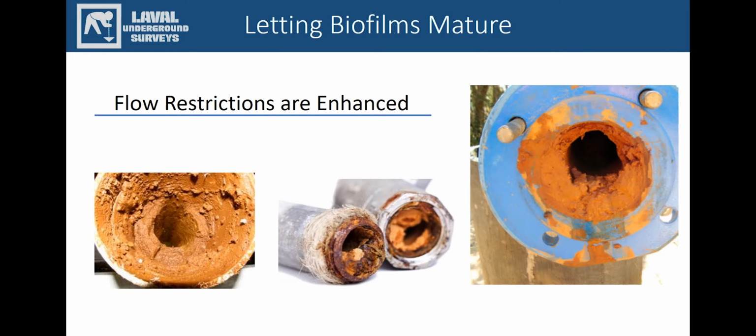Flow restrictions become enhanced wherever the water touches. This means that all piping and equipment can be fouled and clogged. Severe restrictions are classified as 75% restricted flow. Once the flow is restricted this much, it can be very difficult to clear out or repair.